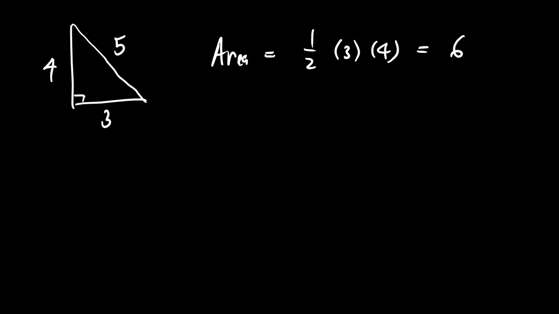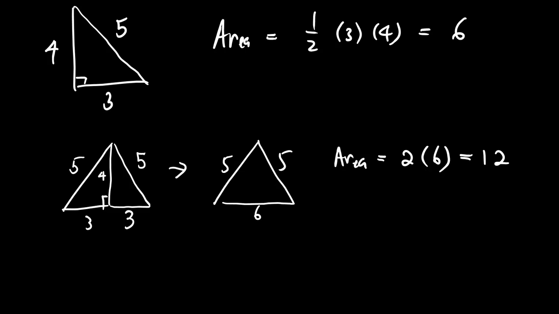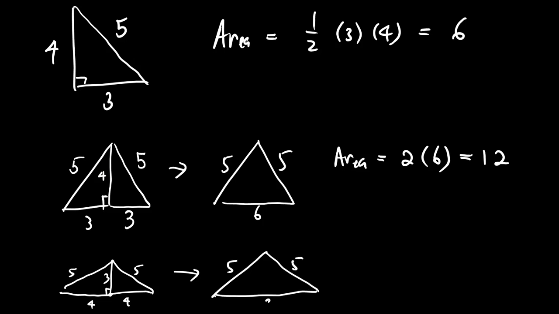This 3, 4, 5 triangle is a good example, but it is too trivial. So instead, we can take two copies of 3, 4, 5 and glue them together along the common side 4. Now we have 5, 5, 6, and obviously the area equals double the previous area 6, so it is 12. We can also change it a little by gluing along side 3 instead of 4, and now we have a triangle 5, 5, 8 with the area as 12 again.